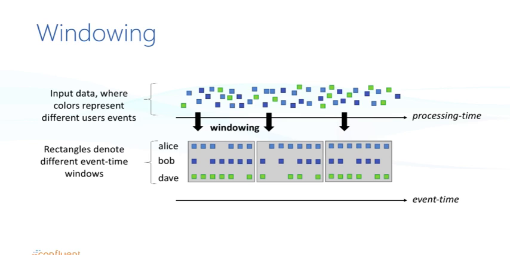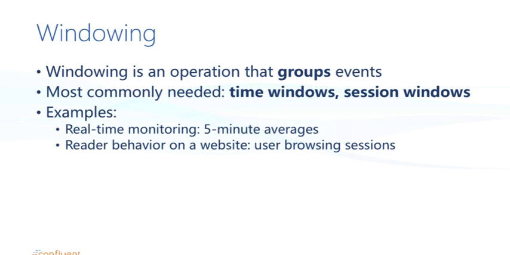Most commonly in practice, you need 2 kinds of windows. One is time-based windows, and the other is session windows. An example for these 2 would be real-time monitoring. You typically do things like 5-minute averages and statistics where we'd use time-based windows. Conversely, you might have a different use case where you want to do something like reader behavior analysis on a website such as the New York Times.